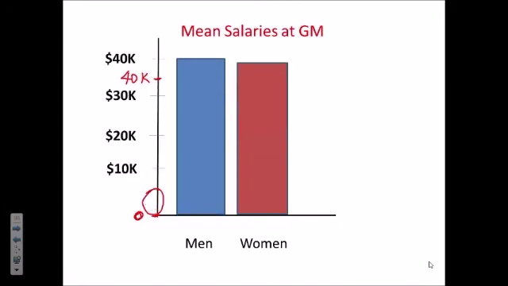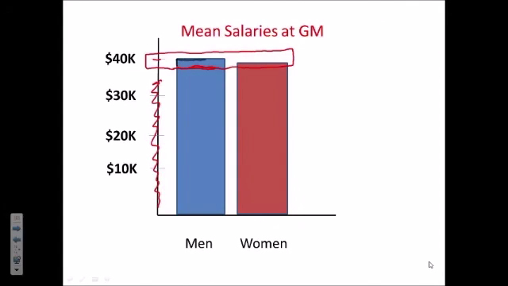Maybe the truer picture would be this picture, where the height of men is 40,000, but the women are almost the same amount as men. Maybe they're 39,000 or something like that. So where did that other picture come from? The other picture came from the fact that we disregarded most of this axis, and we only looked at something like this amount right here. And then the blue bar would look like it's twice as high as the red bar.